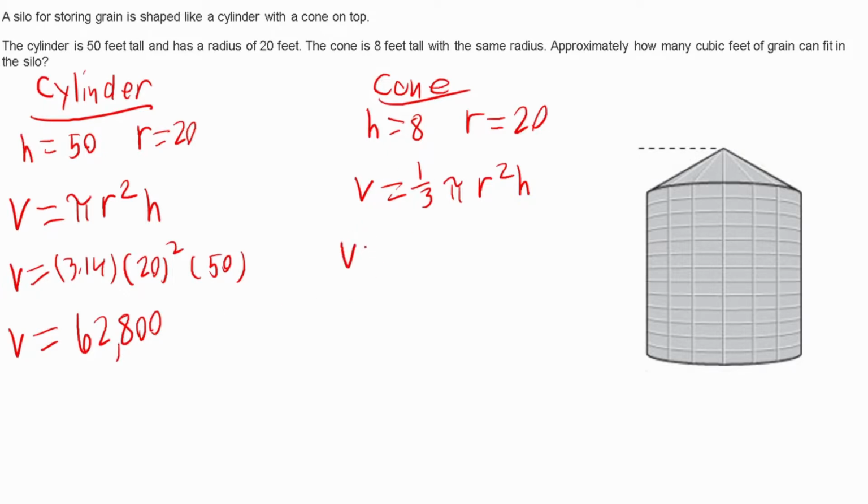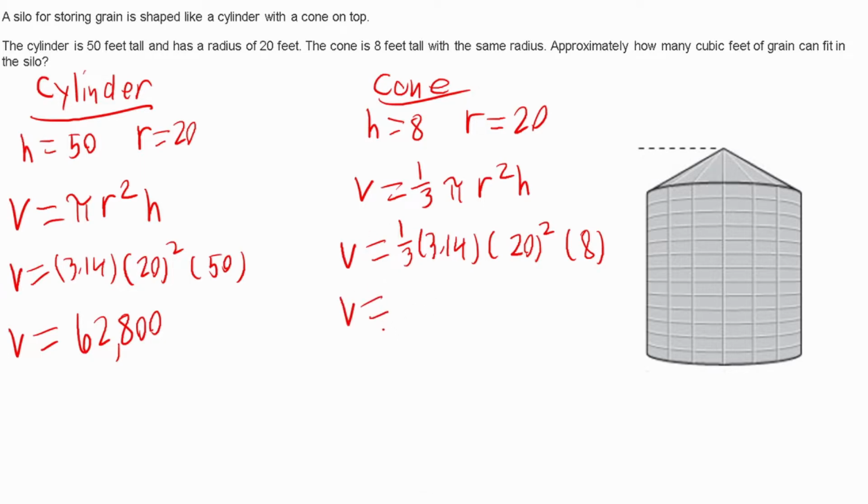And on my other side, let's plug in our values. 1/3, 3.14. My radius is 20, just like the other side. And my height is now 8, a lot shorter. So we plug that in. 1/3 times 3.14 times 20 squared times 8. And now this one is actually going to give us a decimal, which we'll have to round.